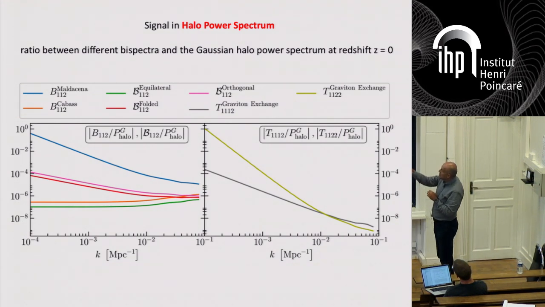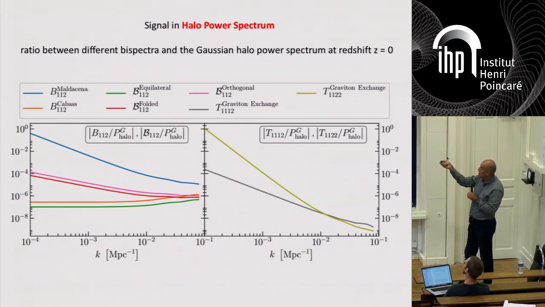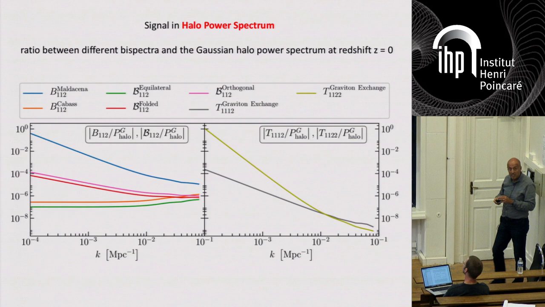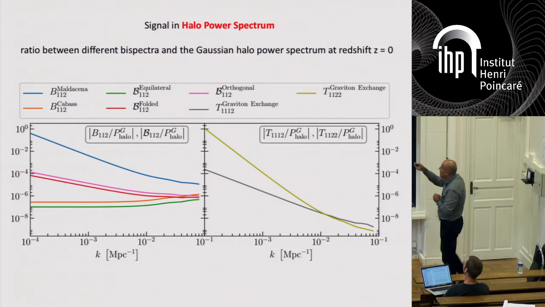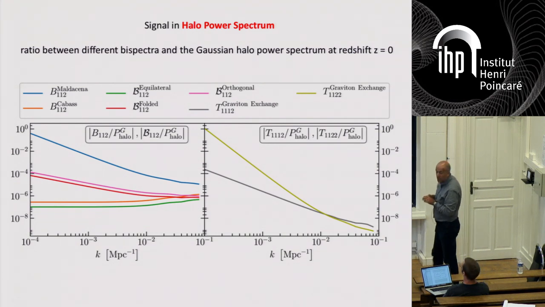To me, everything on the left is a contaminant, because all these shapes are going to be added to each other. So the smaller the things are here, the better for me. The signal should be something like that. And also the signal has a very definitive scale dependence, so this is something that you can check with future surveys, whether this signal is actually of this shape or not. If I remember correctly, it goes like k to the minus 6 or something like that.